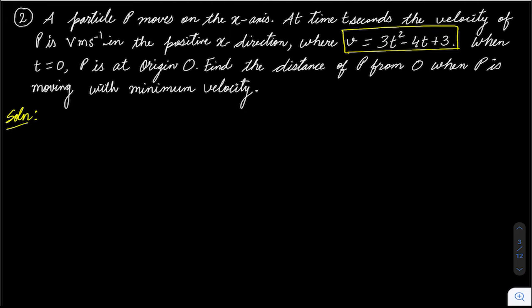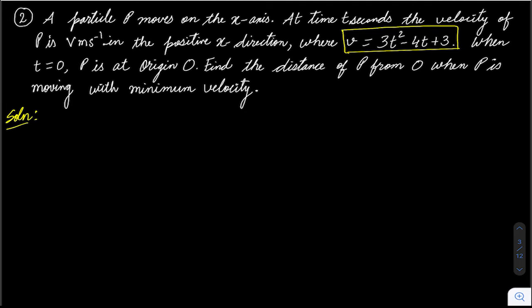And then at that time, we need to find where the particle is as compared to origin. So basically we need to find the distance between that point and origin. So that's the question. Okay, so I think everyone understands the question now. So let's first find at what time velocity is minimum.